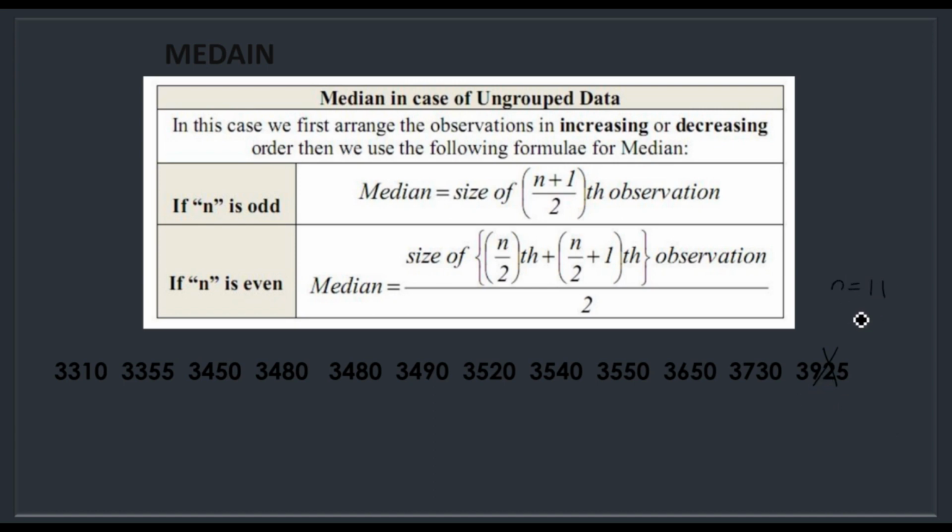So this is an odd number. Then we calculate the (n plus 1) by 2th observation. n is 11, so 11 plus 1 by 2, that is 12 by 2, the 6th observation. Which one is the 6th observation? 1, 2, 3, 4, 5, 6. So this is the median for the data set with an odd number.